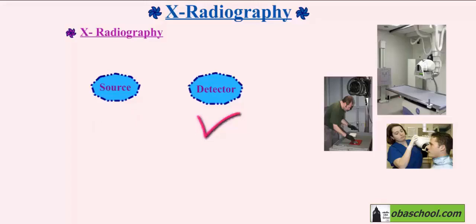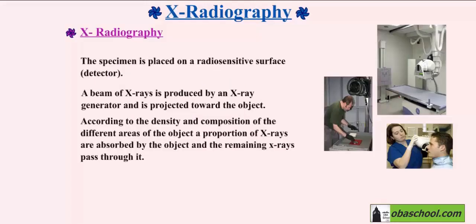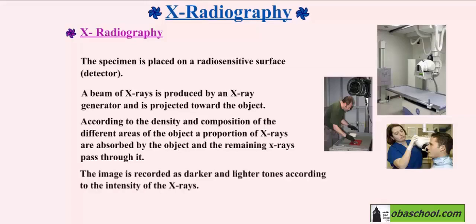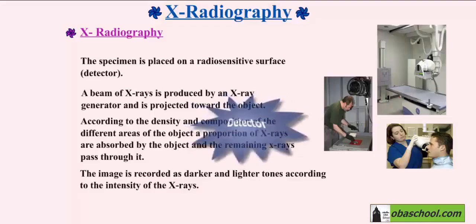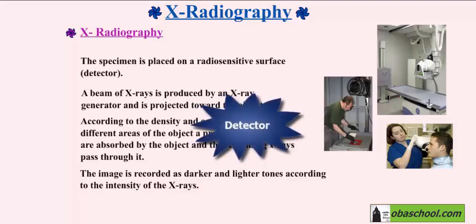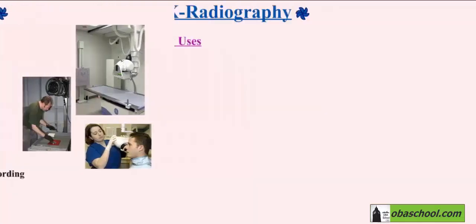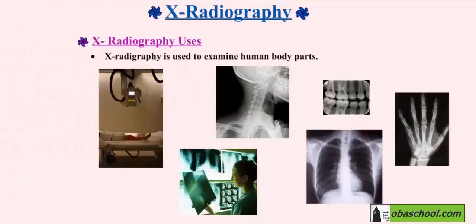patient. X-rays pass through soft tissue, but they are absorbed by bones, teeth, and metal objects that are not too thin. The image is recorded as darker and lighter tones according to the intensity of the X-rays, which means that the parts of the film or the detector that the X-rays reach become darker than the other parts. So the bones appear lighter than the surrounding tissue, as you can see in these examples.